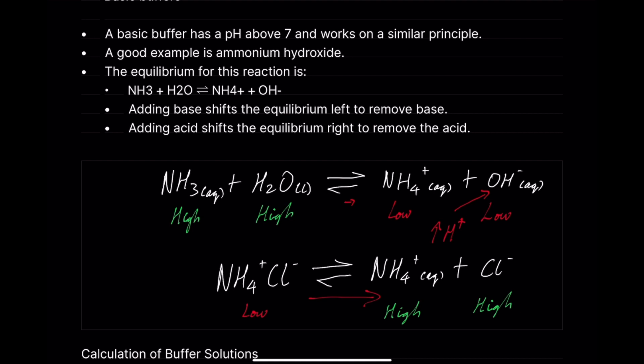I'll restart this again, because I think maybe I'm muddling my words. If we increase the concentration of H plus, pH will decrease, right? So the change to condition is adding an acid to this basic buffer, and that decreases the pH.